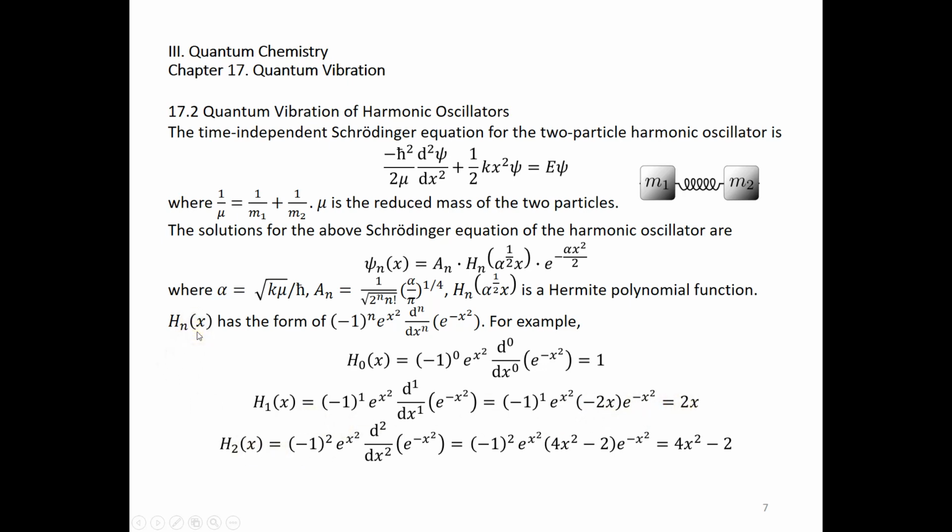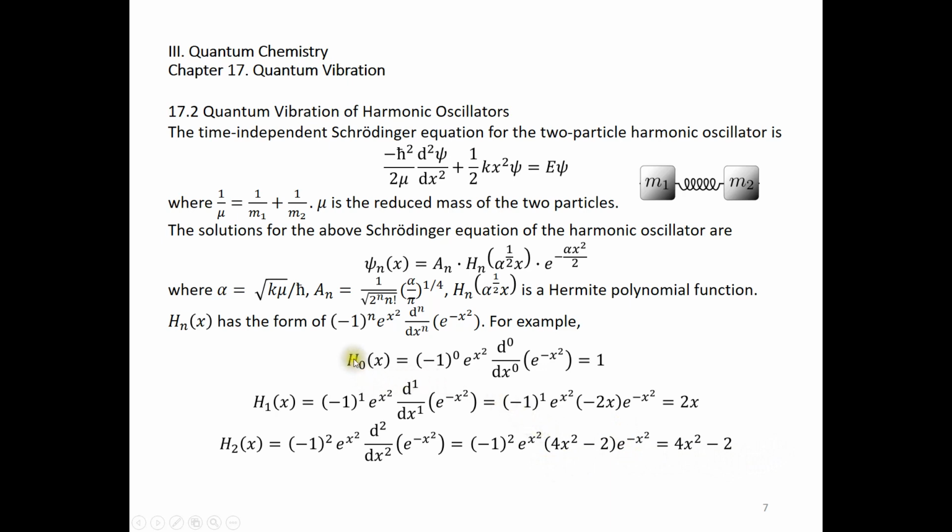What if n equals 2? We have negative 1 to the power of 2, and then e to the power of x squared, and then the second derivative of the Gaussian function. The second derivative of the Gaussian function is simply the first derivative of the first derivative. We can just take the first derivative of negative 2x, which is negative 2 here. We can take the derivative of e to the power of negative x squared. Again, we get negative 2x times this Gaussian function, and negative 2x times negative 2x, we get 4x squared. And then this and this cancel, so in the end we have 4x squared minus 2.